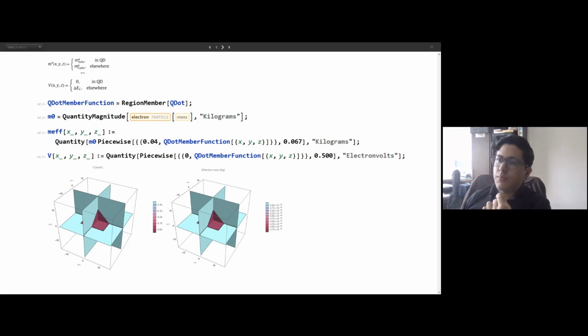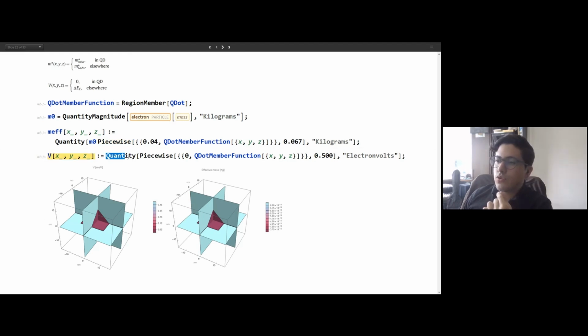Okay, so I told you that the mass and the potential energy are piecewise functions. So to model that, we define a region member function that tells us if the coordinate that we are evaluating is inside the quantum dot or not. So we define the effective mass with a piecewise function that is some effective mass inside the quantum dot and some effective mass when it's outside the quantum dot, and the same for the potential function.